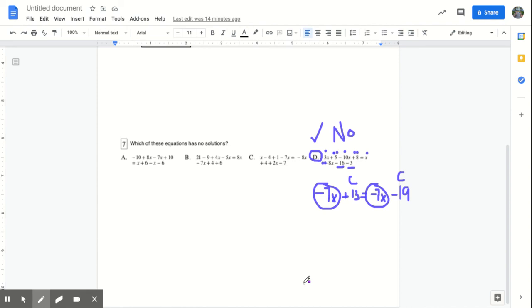Okay, so just a quick recap. Same number of variables, different constants, no solutions. Letter C had the same number of constants and same number of variables, so that one had infinite. And then for letter B, because it had different variables on left side and right side, it would only have one solution.